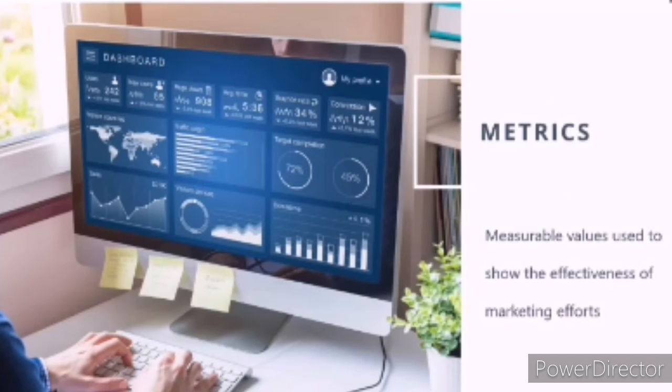And then metrics, another big one. This is a measurable value used to show the effectiveness of marketing efforts. Might sound a bit too vague at the moment. We're going to have to break it down quite a lot. That's really what you'll be seeing over this module.